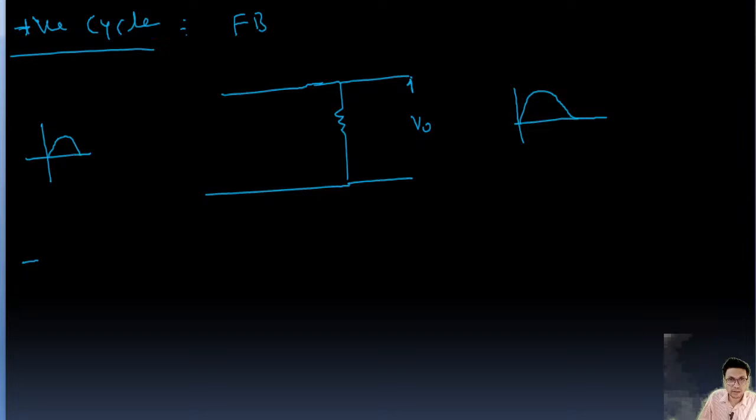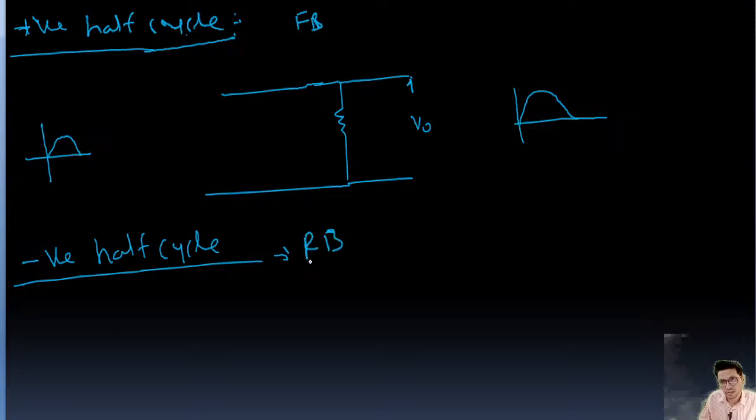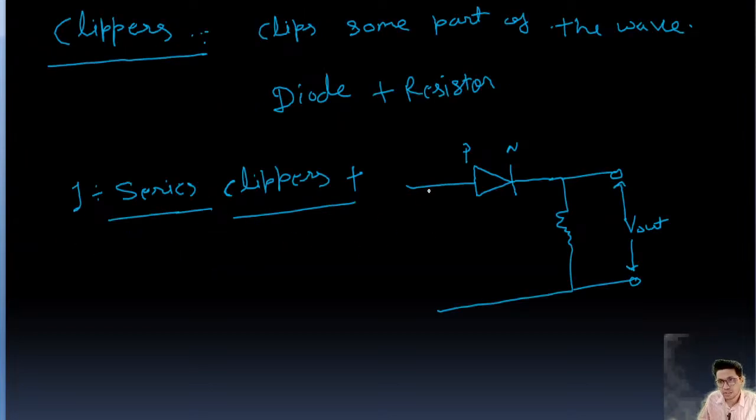Next, for the minus half cycle, it is going to be reverse bias. Reverse bias means, because for minus this part is positive and this is negative, right? Minus half cycle, negative positive, means it's a reverse bias. In reverse bias, it works as an open circuit. No current will flow, so the output is going to be 0.